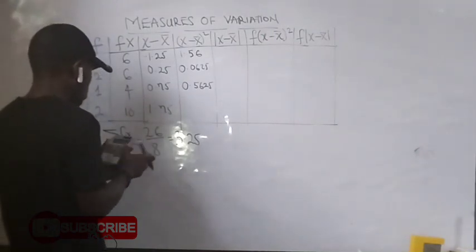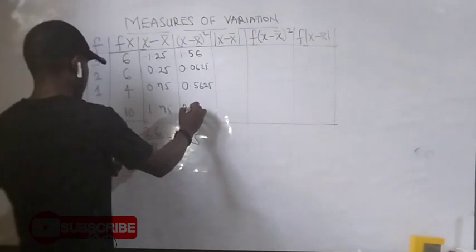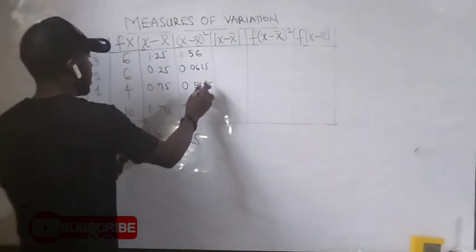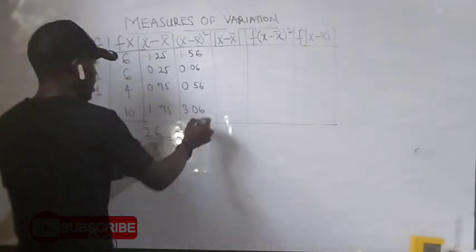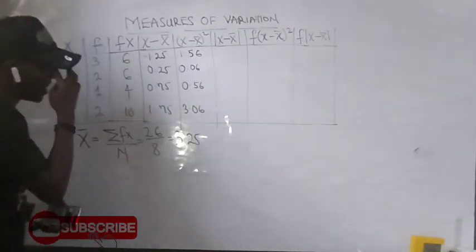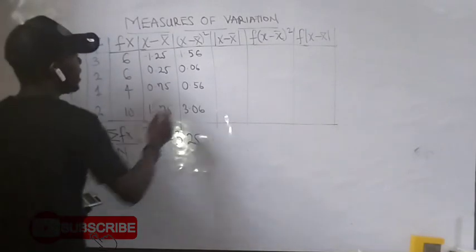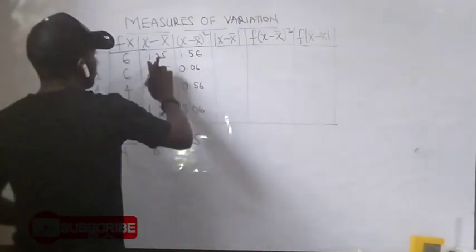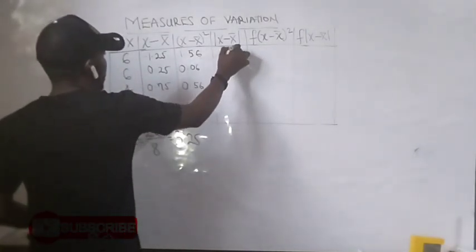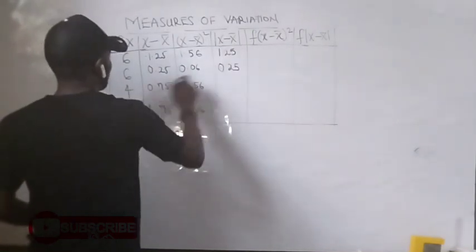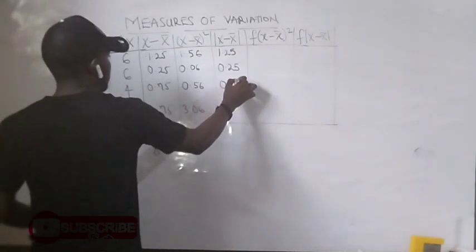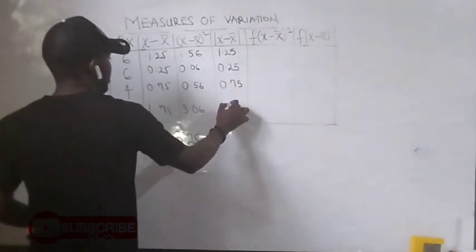To be 3.06. Like I said, to be 2 decimal places so that we can easily handle the data, and we are fine like this. Then the next thing is to find the modulus of this function. So I have 1.25, 0.25, 0.75, 1.75.